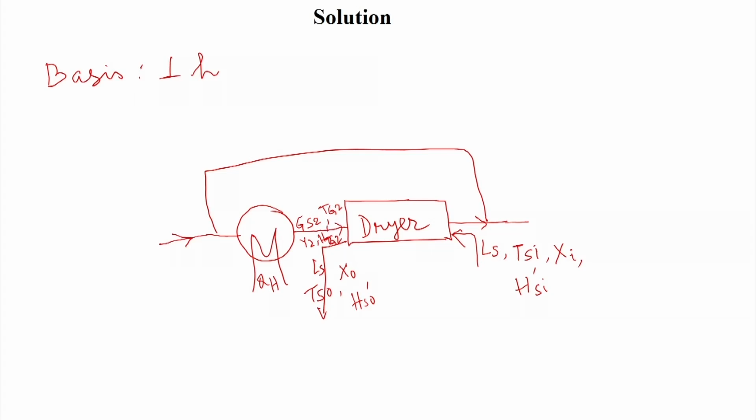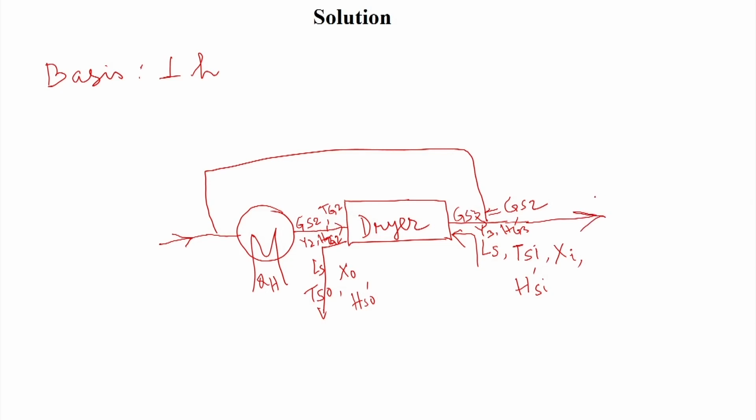And whenever this hot air will be leaving the dryer, we can say the flow rate will be Gs3, and again it will be the same as Gs2, and the humidity will be Y3, and the enthalpy value will be Hg3 prime. And one part actually will be leaving.